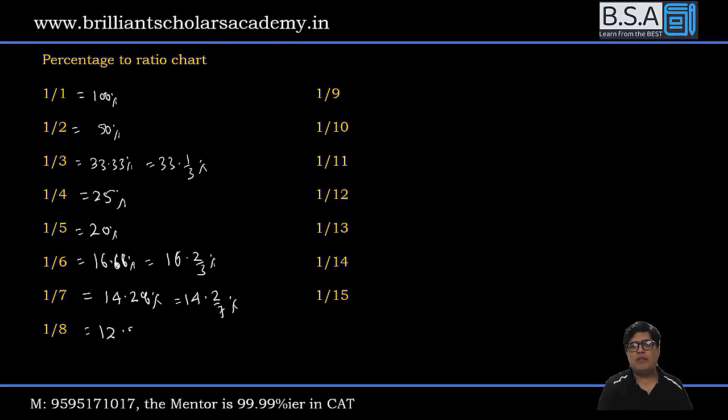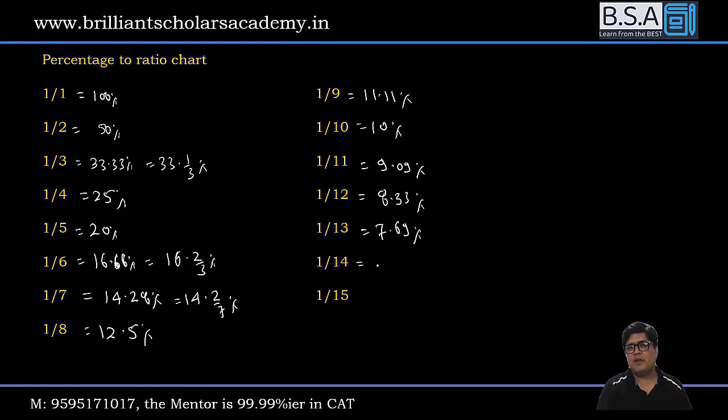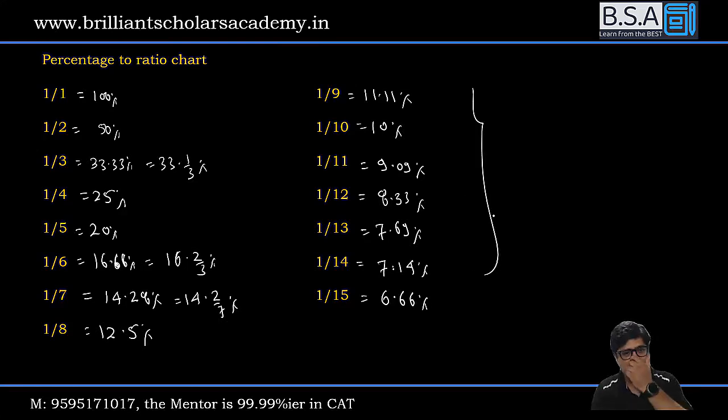This is 12.5 percentage. This is 11.11 percentage, 10 percentage, 9.09 percentage, 8.33 percentage, 7.69 percentage, 7.14 percentage, and 6.66 percentage. Copy everything down. We can perform many calculations on these. We can create more percentages, but we will do that in the next session of percentages.